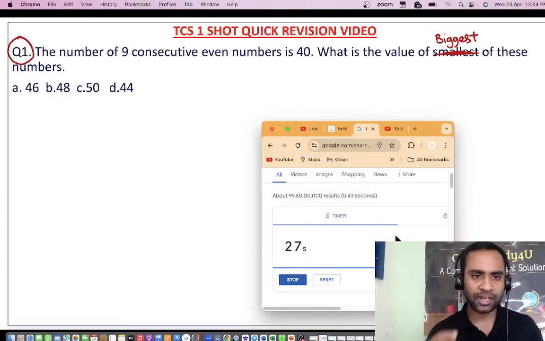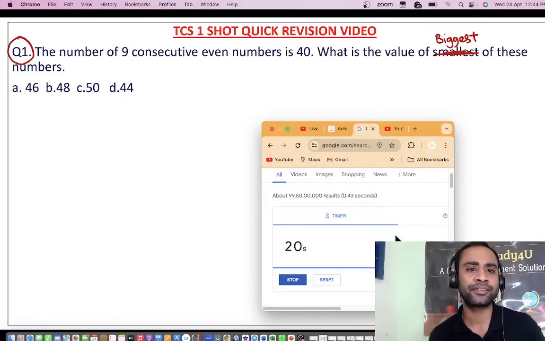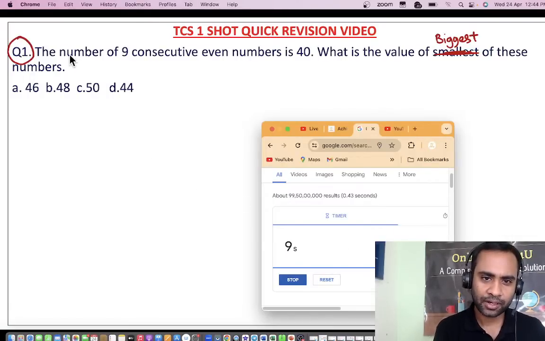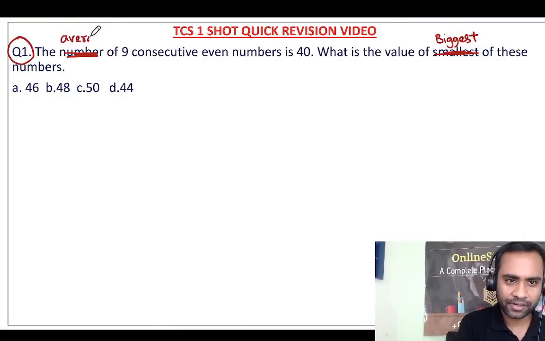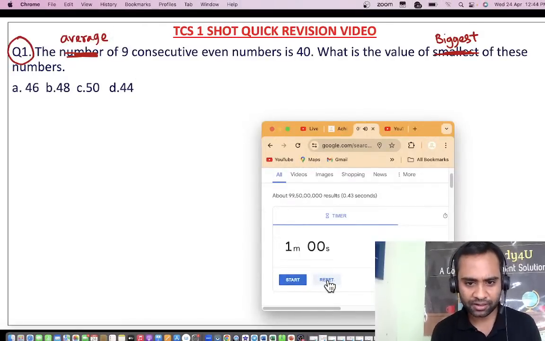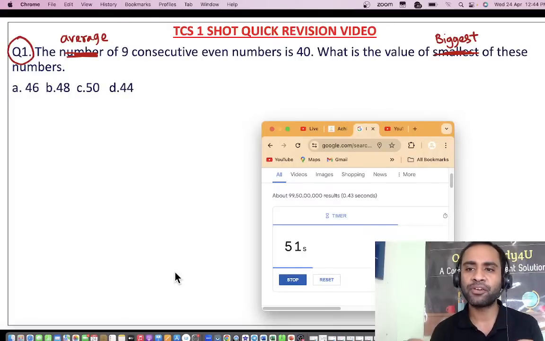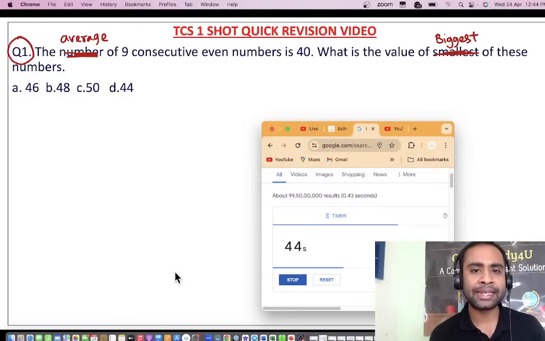Okay, fine. So the number of 9 consecutive even numbers is 40. What is the value of the biggest of these numbers? Sorry, the average. There was a small mistake in the question. So the average of 9 consecutive even numbers is 40. Then what is the value of the biggest of these numbers? Okay, now it is clear.